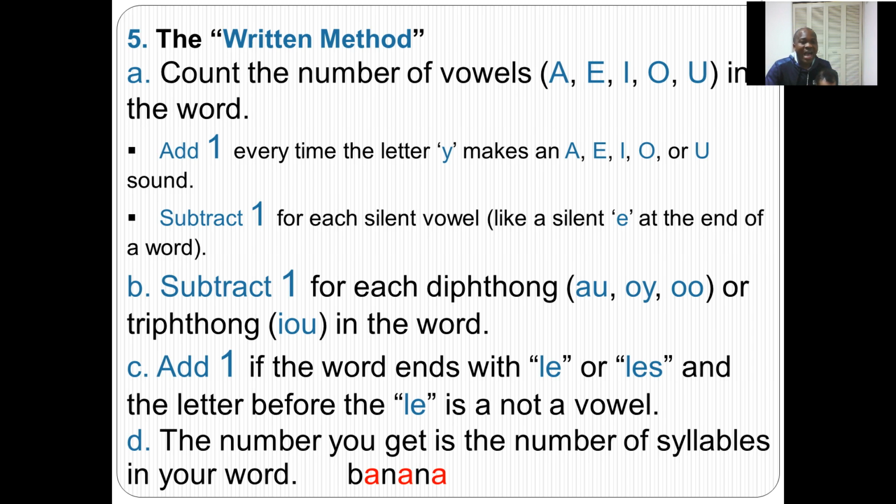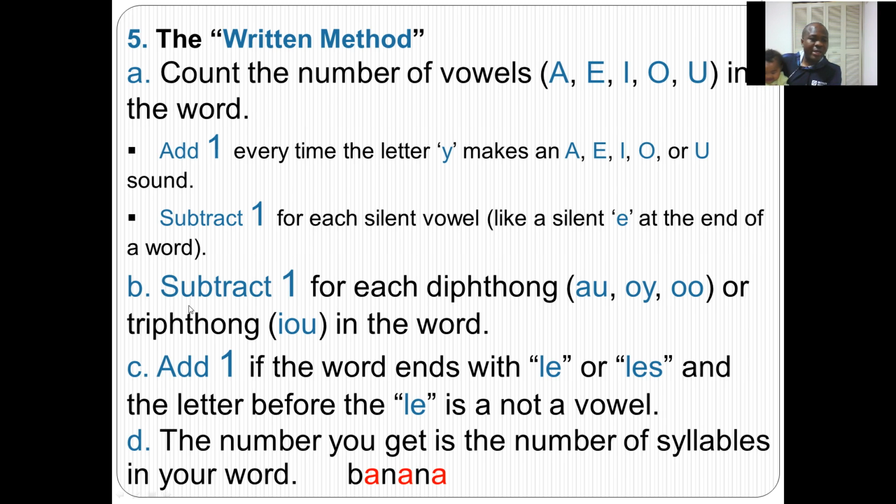The next one is add. Add 1 every time the letter Y makes a vowel sound. So Y is also a vowel. Anytime Y makes the vowel sound, you have to count. Then next, subtract 1 for each silent vowel. When there's a silent letter like E at the end of a word, for example made, cape, tape, you subtract 1 sound so that it doesn't become 2 syllables. It's not mad-e, it's made, so 1 syllable.